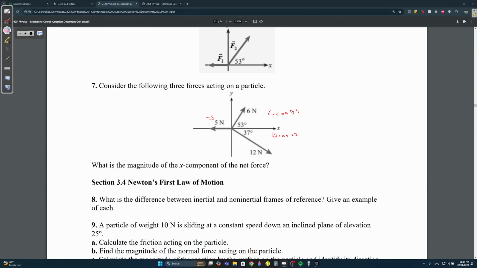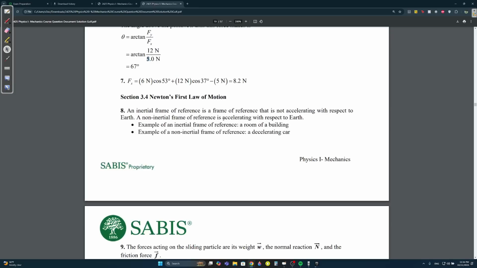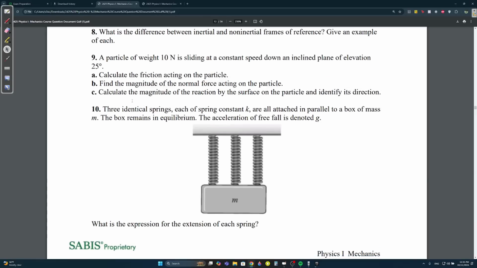What is the difference between inertial and non-inertial frames of reference? Inertial means it's not accelerating with respect to Earth, and non-inertial means it is accelerating. So an inertial frame of reference is one that's not accelerating with respect to Earth. A non-inertial one is accelerating. An inertial frame of reference could be a room of a building. It's not accelerating with respect to Earth. But non-inertial would be a decelerating car, because it falls under a certain acceleration.